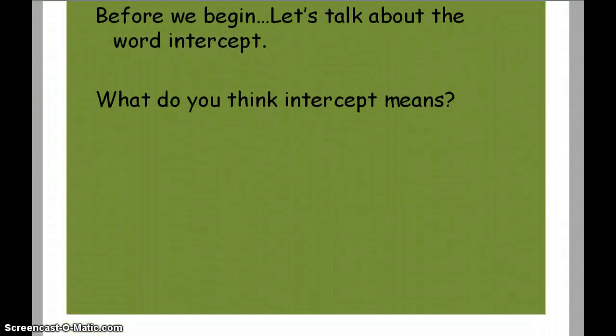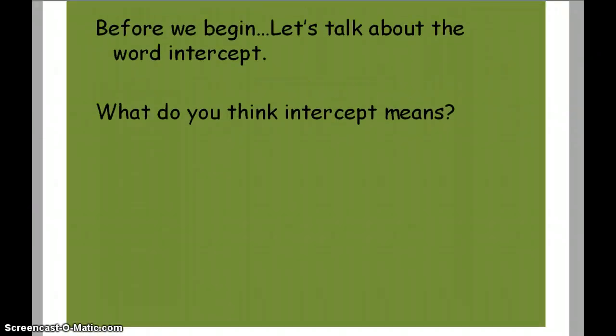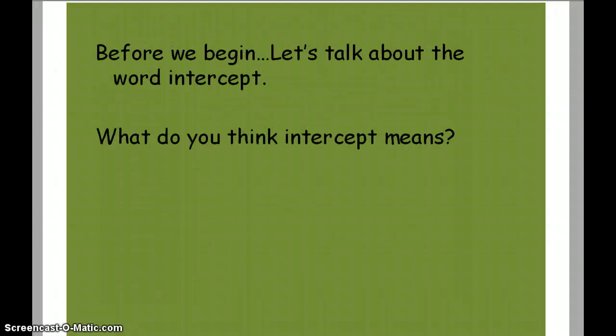Okay, before we begin, I want us to talk about the word intercept. What do you think intercept means? Well, some of you may say, okay, well, intercept, it's where something meets. Or some of you may also think, okay, it's where something crosses.